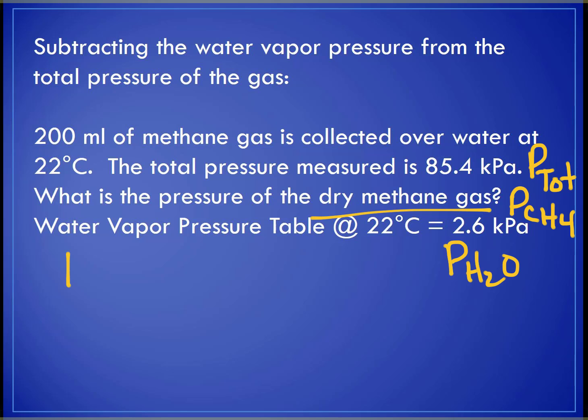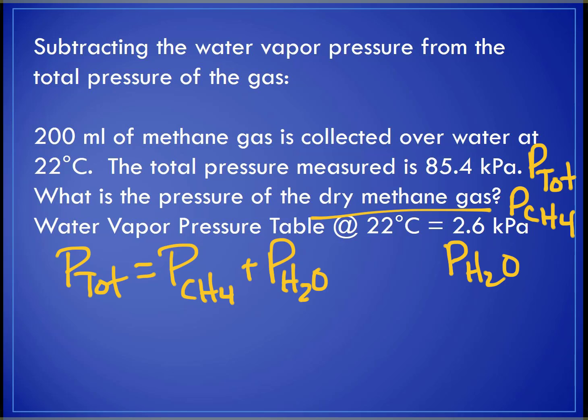So all in all, I have my total pressure is equal to the pressure of the methane plus the pressure of the water. So we gathered that methane over water. And I can look up what the water vapor pressure is by just using that table, and then I'm told the total pressure. And so to find out the pressure of my methane gas, I just take the total pressure and subtract that water vapor pressure.